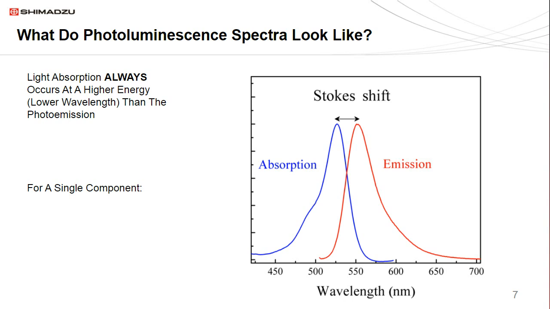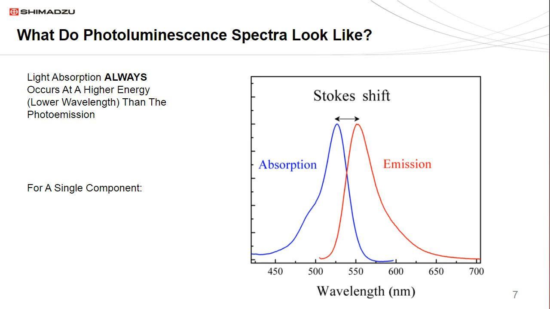Note, as I was talking about arrows and energy levels, light absorption always occurs at a higher energy or lower wavelength than the photoemission. So you're always going to see the excitation at shorter wavelengths than the emission. The offset between the peak of the absorption and the peak of the emission is typically called the Stokes shift. The Stokes shift will be different for different molecules. Sometimes you have a small Stokes shift. The one represented here is relatively small. Sometimes you'll have a large Stokes shift, maybe 50 or 60 nanometers.